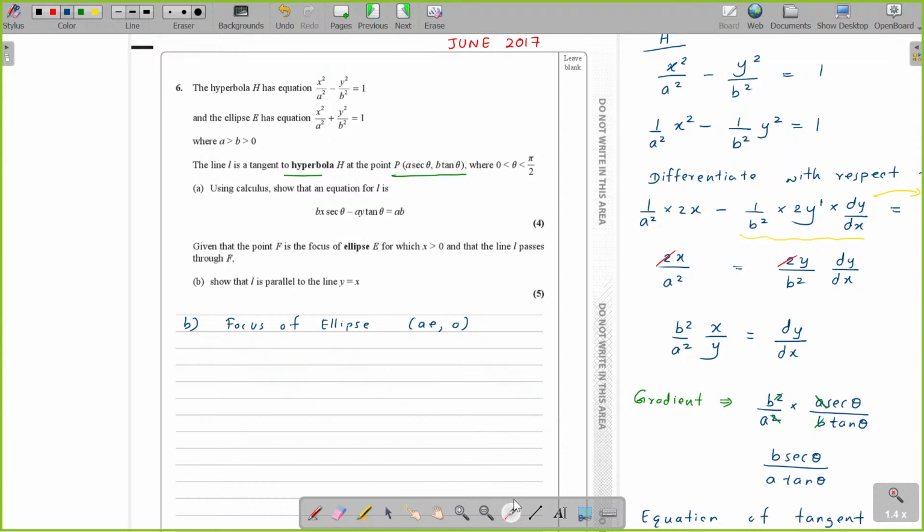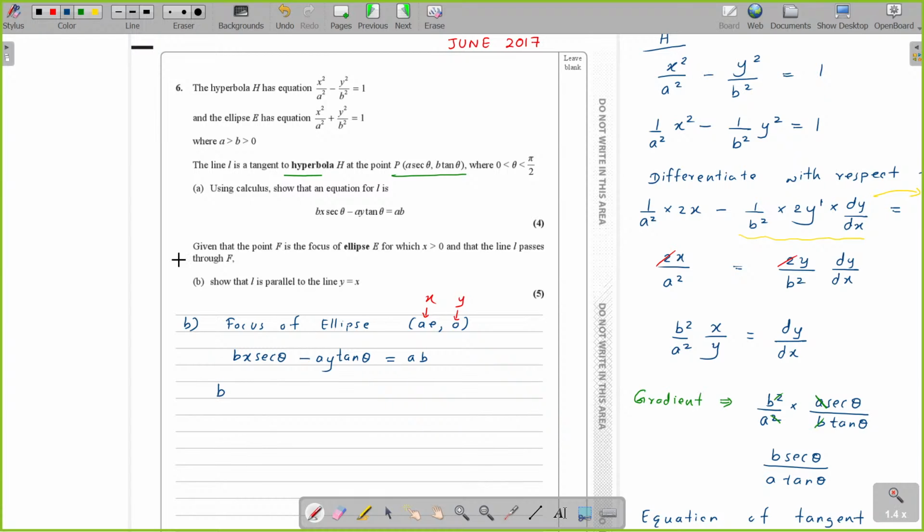Now what do we know? We know that this particular line, the line L, passes through this point. So immediately what do we feel to do here? What can we do here? We can substitute the coordinates of the focus into the equation of the line, because the line passes through this point, the xy coordinates. If it passes through the point, we can definitely substitute. So, since the line passes through the focus of the ellipse, we can take bx sec theta minus ay tan theta equals ab, and replace the x with ae and y with 0.